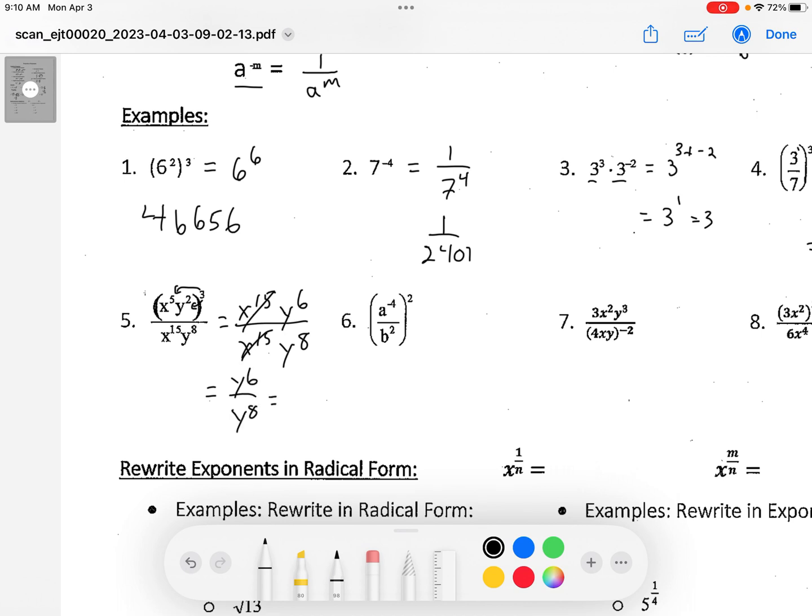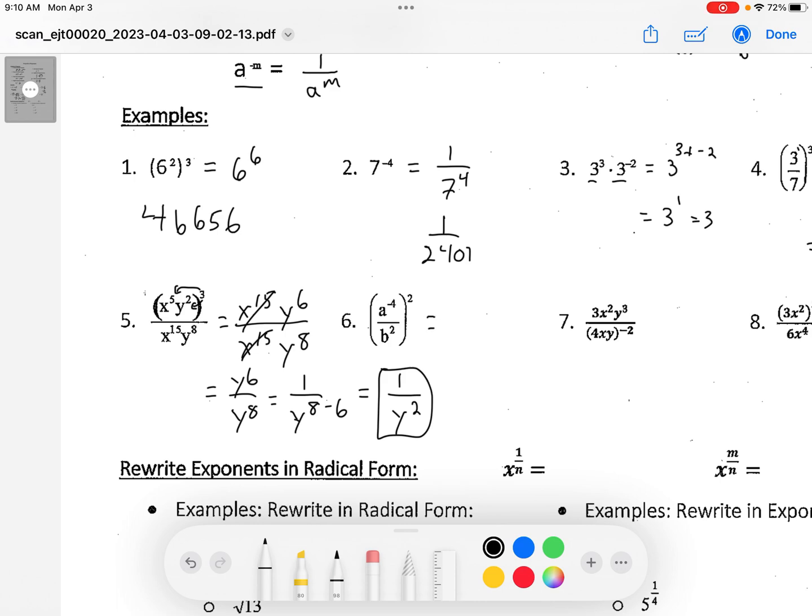Now what do we do? Well, the bigger number is an 8. Therefore, we're going to move the 6 down in order to keep a positive exponent, because we have to have a positive exponent. That's part of our deal. I didn't mention that earlier. So that's 1 over y to the 8 minus 6. When we move it down, it becomes negative 6. So that's 1 over y squared.